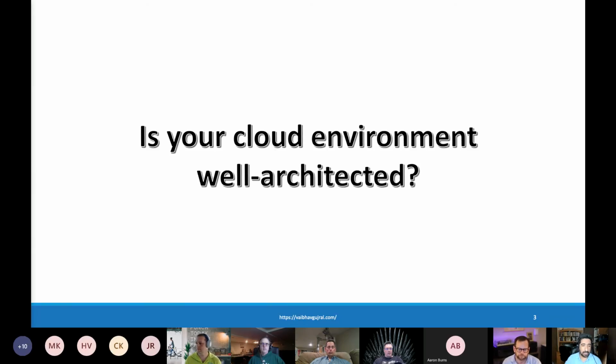So let's talk about the well-architected framework. Before we actually jump onto that, I would like to ask each one of you to answer this question for me. Is your cloud environment well architected? Is your Azure environment well architected? Does it have all the characteristics that are required to be qualified as a well architected or well designed environment? If you know the answer, you can go and raise your hands. If not, I'm sure some of you might be confused, because we don't know what a well-architected cloud environment means.